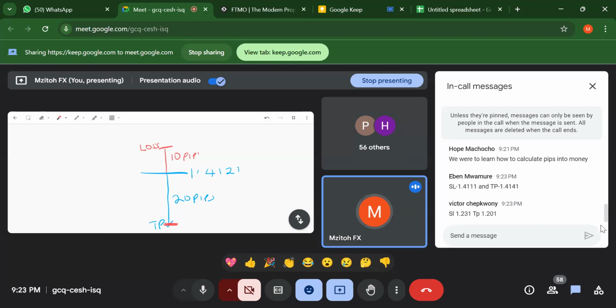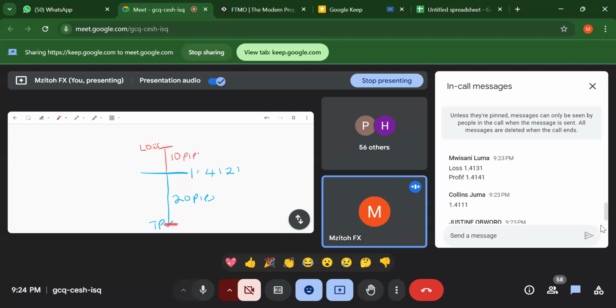Victor Chepkony, Muisani, loss. See, Muisani, because it's new. Loss will be at 1.4131, correct? TP will be at 1.4141. No, TP is wrong because you are going down. So the price is depreciating. So Muisani, the profit is wrong.